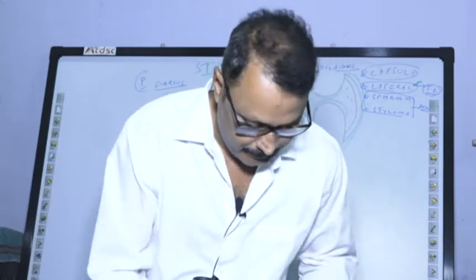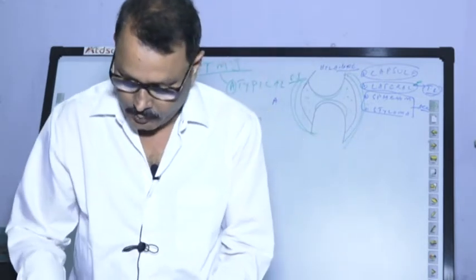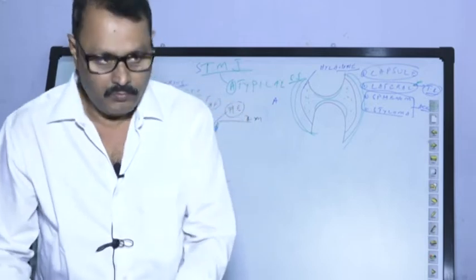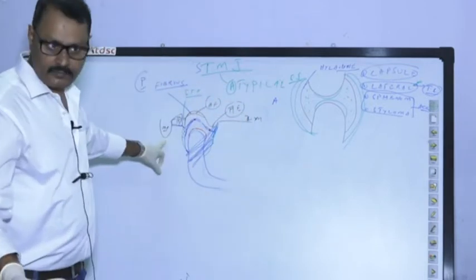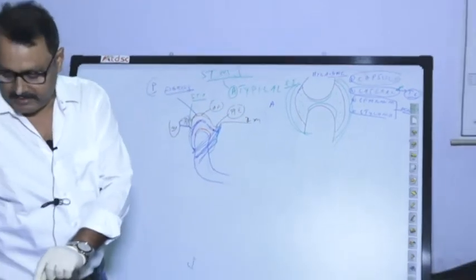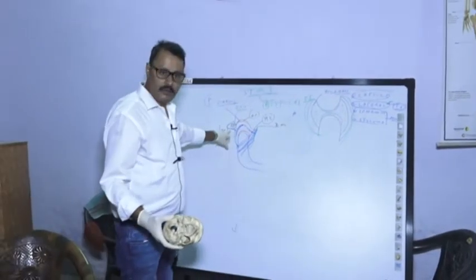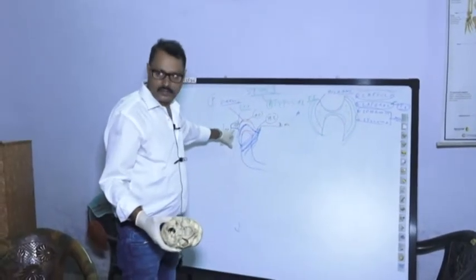Now you see this. This one is the mastoid process. Then you have got the external acoustic meatus. Here you have got the external acoustic meatus. Okay.